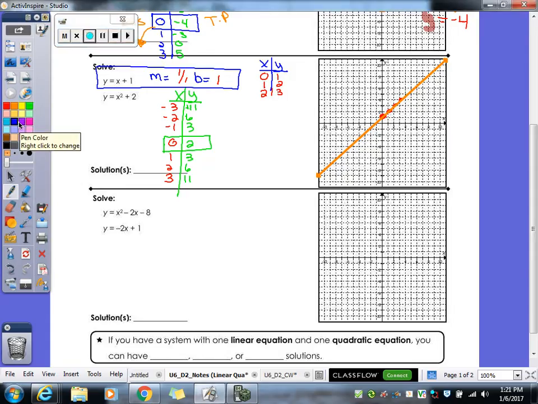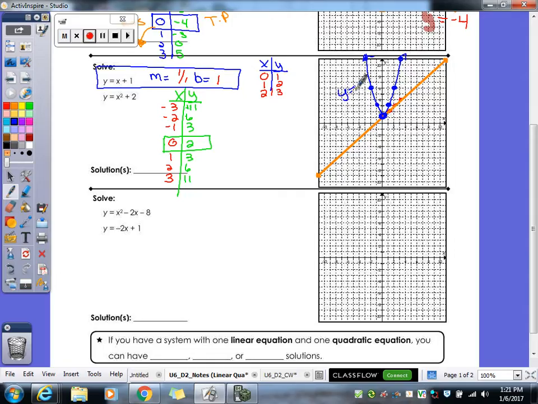So over negative 3, up 11. Left negative 2, up to 6. Left negative 1, up to 3. Over 0, up 2. I'm making that dot a little bigger. That's our intersection. Over 1, up 3. Over 2, up to 6. Right 3, up 11.